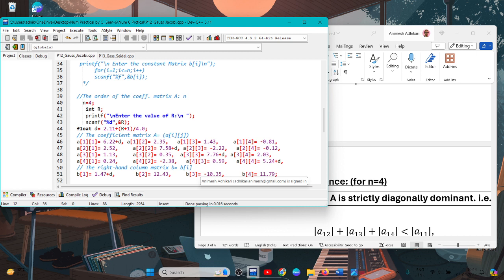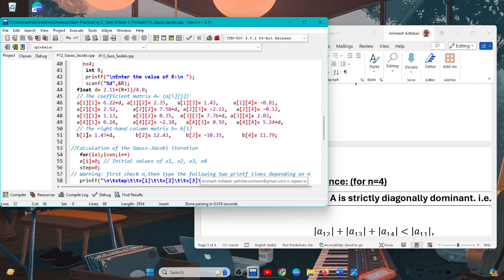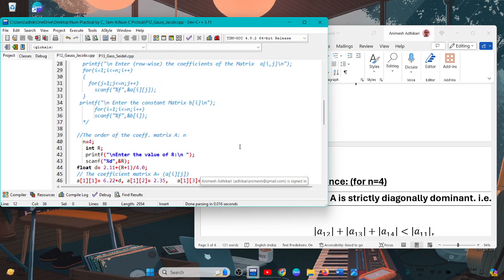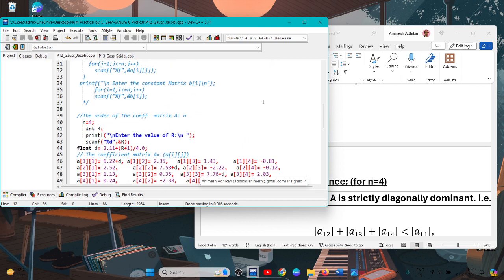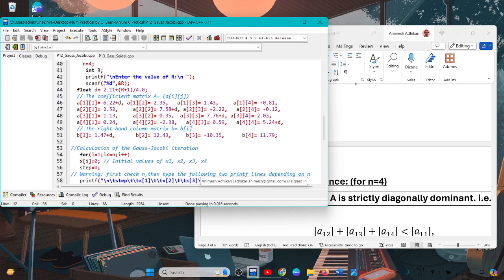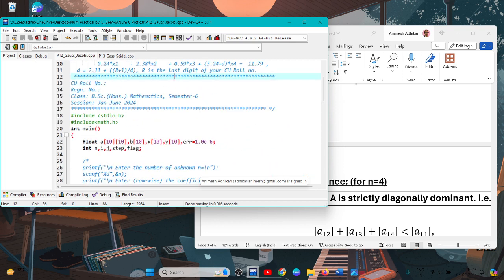We set these values of the coefficient matrix entries, A11, A12, A13, A14, and A21, A22, A23, A24, A31, A32, A33, A44. And n is equal to 4, the order of the coefficient matrix, and r is the last digit of your roll number. This is the right-hand column matrix, B1, B2, B3, B4, this is the B matrix: 1.47 plus D, 12.43, minus 10.35, 11.79. And D is equal to 2.11 plus (R plus 1) by 4.